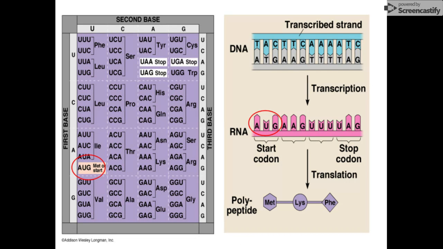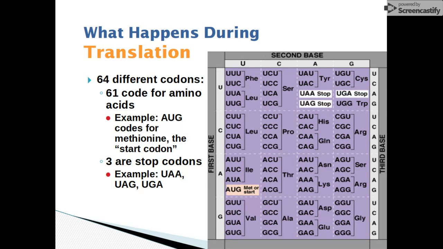And this is how we get that primary structure of proteins. It's just copying the mRNA, translating it into amino acids. There are 64 different codons, 61 are for amino acids. The last 3 are for stop codons. When we get to these stop codons, that says we're done, the protein is finished.